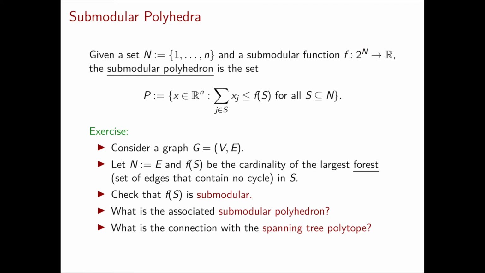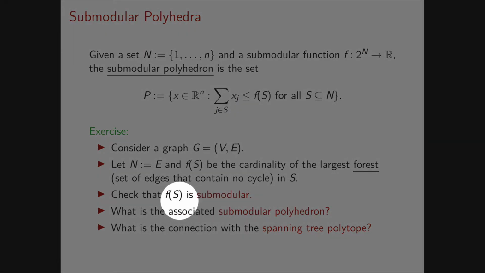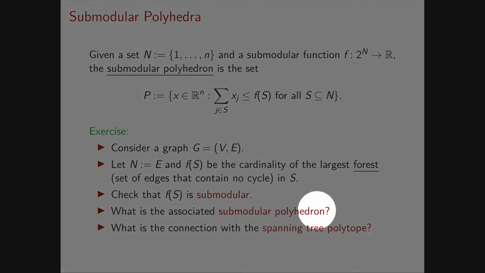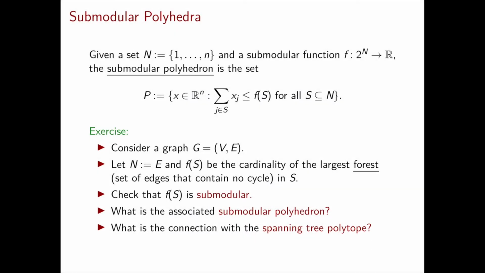So the first thing you should do is check that f of S as defined is indeed submodular, construct the associated submodular polyhedron, and then try to understand the connection with the spanning tree polytope. In particular, try to think about faces of the polyhedron that you obtain, and before that, try to understand what the redundant inequalities are. Once you have done these two things, it will be fairly clear what this connection is. This is a very interesting exercise for you.